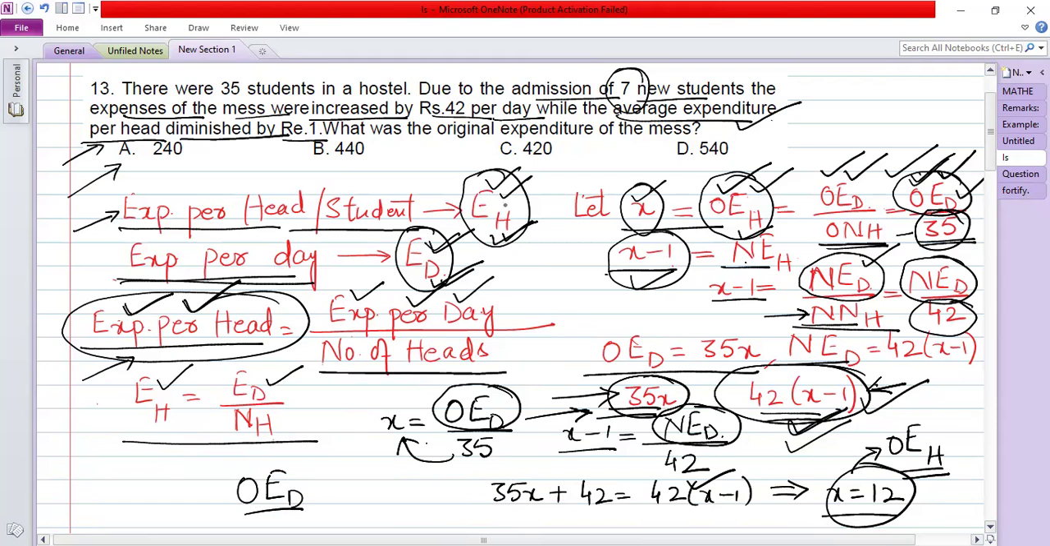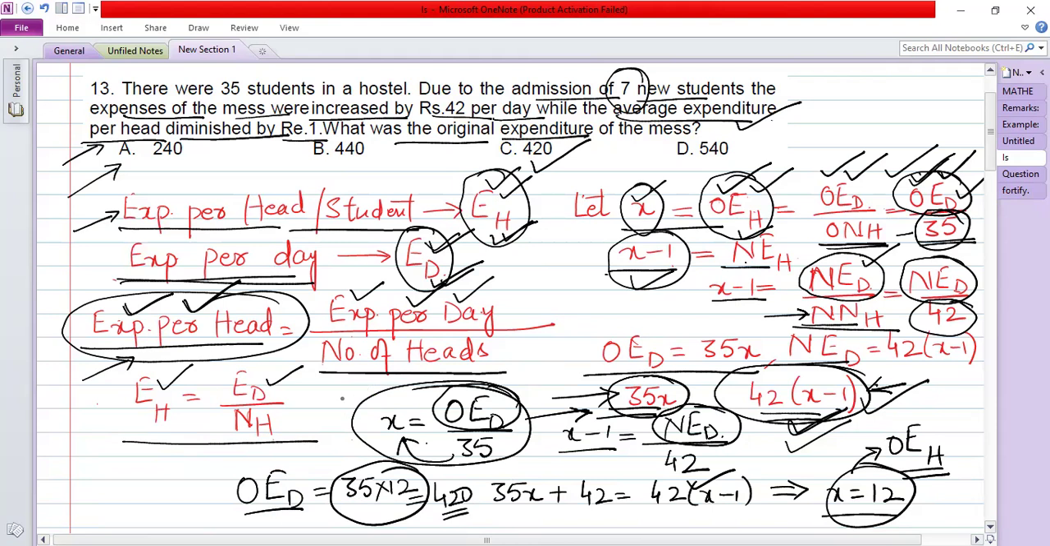The original expenditure per day, which was asked, will be nothing but 35 into 12. One can very well see from here. So solving this, obviously, this is 420, and option C was correct.